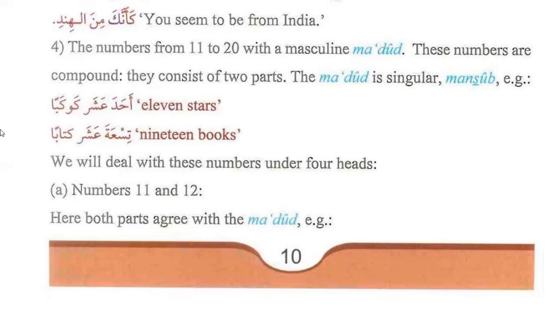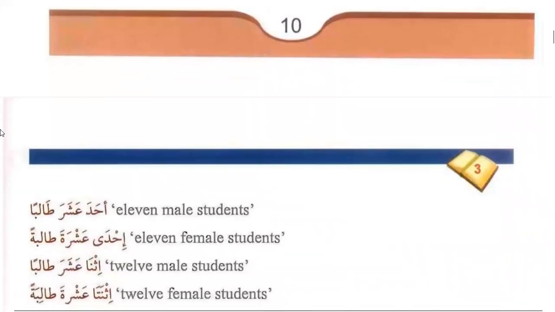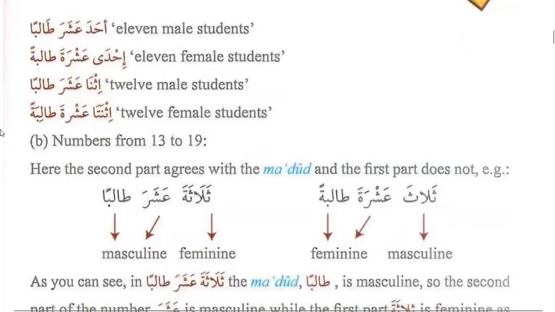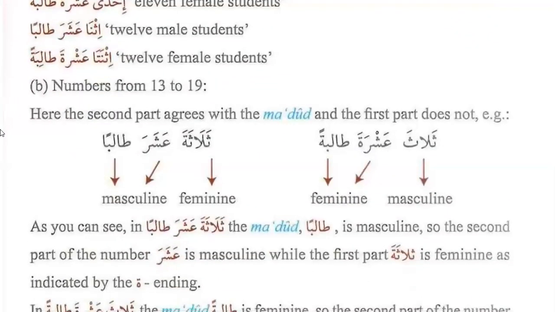Numbers 11 to 12: here both parts agree with the ma'dud, e.g. 11 male students, ahada ashara taliban. 11 female students, ihda ashrata talibatan. 12 male students, ithna ashara taliban. 12 female students, ithnata ashrata talibatan.